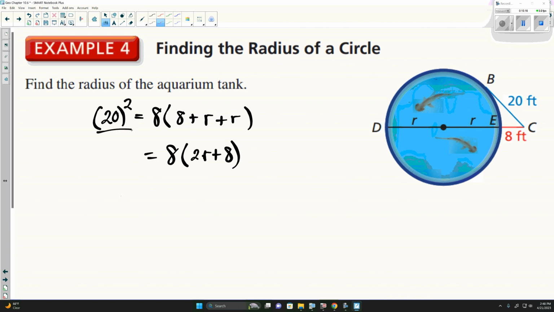Now 20 squared is 400. Now we need to distribute the 8 here. 16r plus 64.